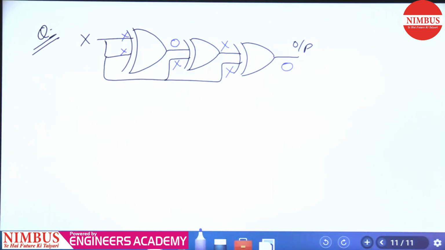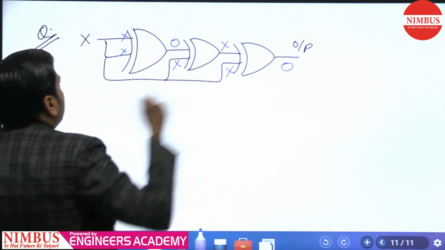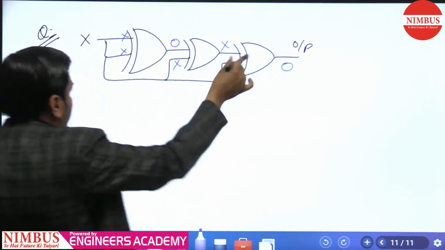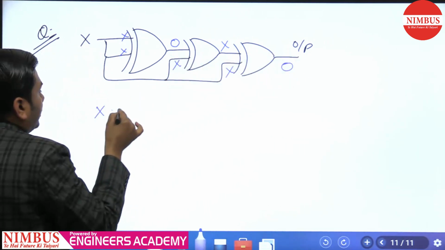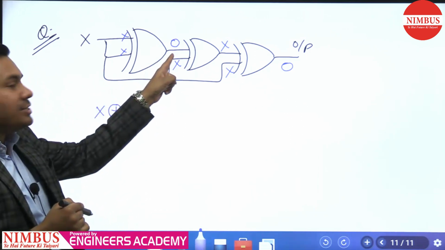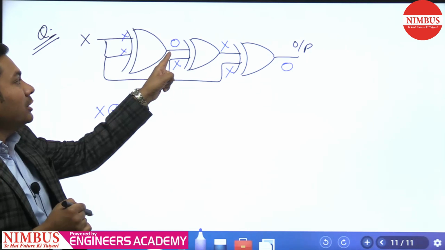According to our last note, if we write out the complete expression, we are having X XOR X at this place.